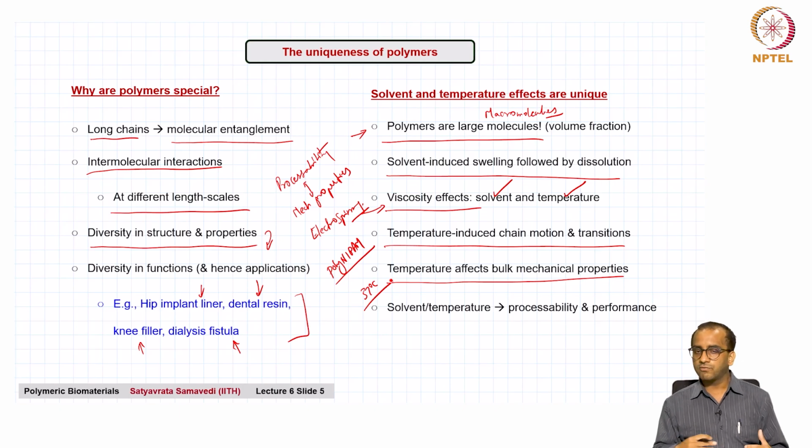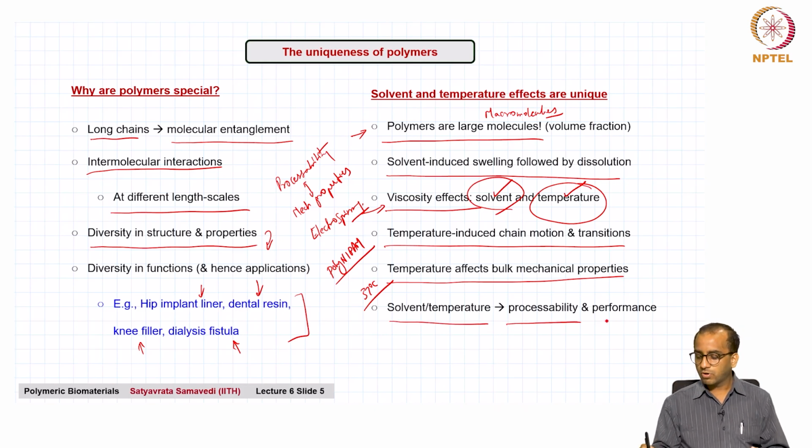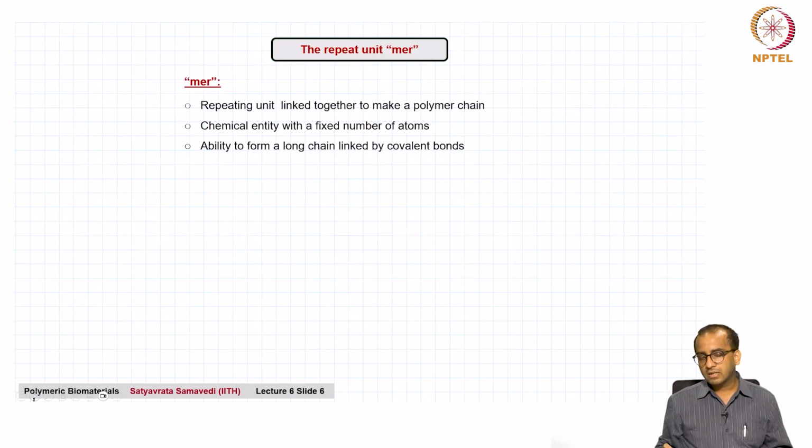So, your tests have to account for the fact that the polymer will be used both in the presence of a solvent, which in the case of the body will be just an aqueous buffer, which can have its own effects, and the fact that it is going to be used at 37 degrees. And like I said already, solvent and temperature influence processability and performance.